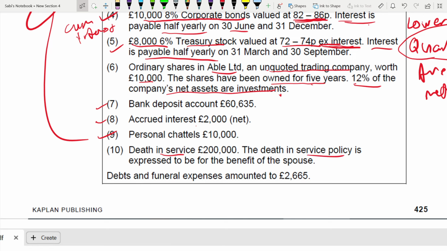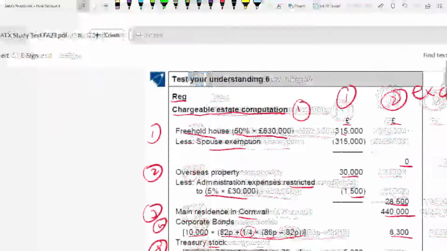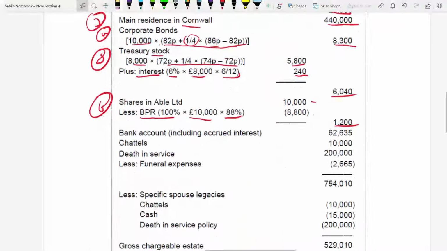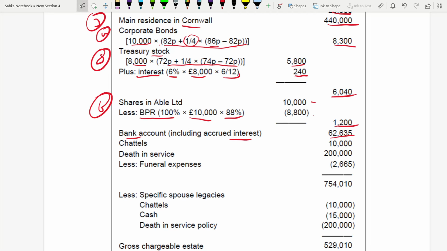Death in service policy is expressed for the benefit of the spouse. It will be given. And death and funeral expenses, this will also be given, deducted. So all this, no adjustment required, as it is copy paste. Bank account. They have already included the interest. They have added that 2,000 with 60.635, that's why together they didn't show it separately.